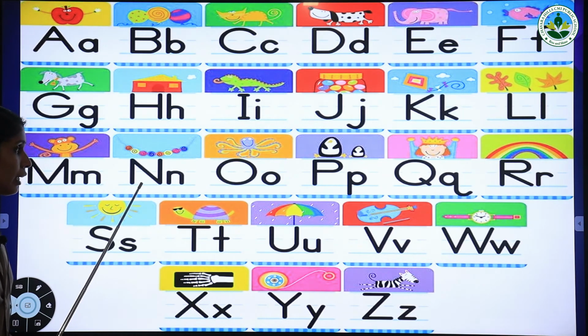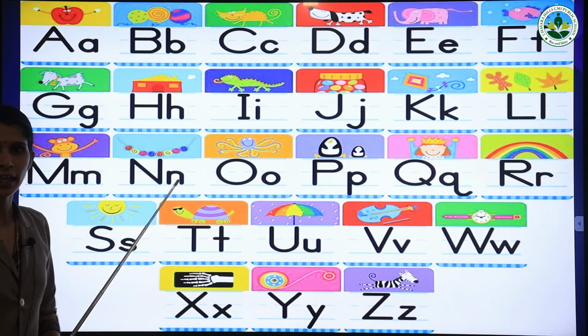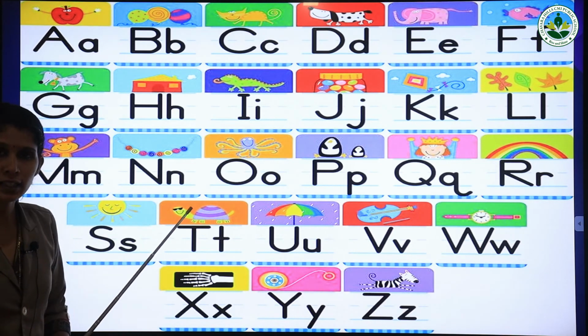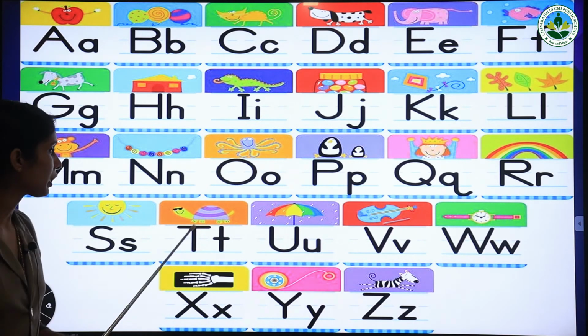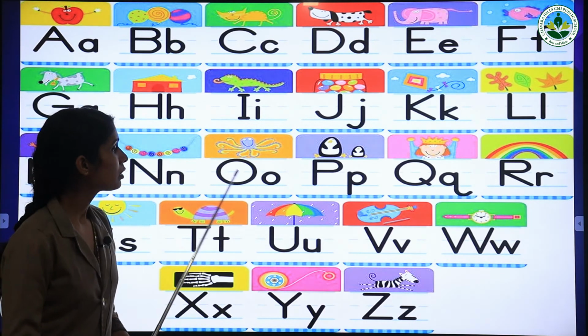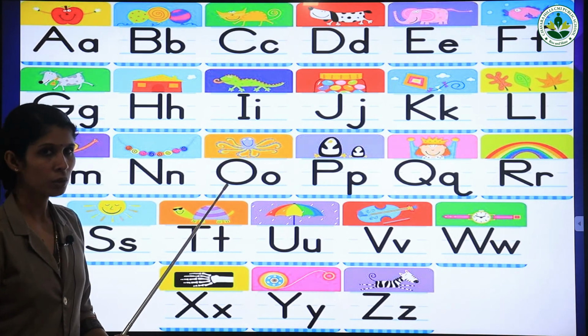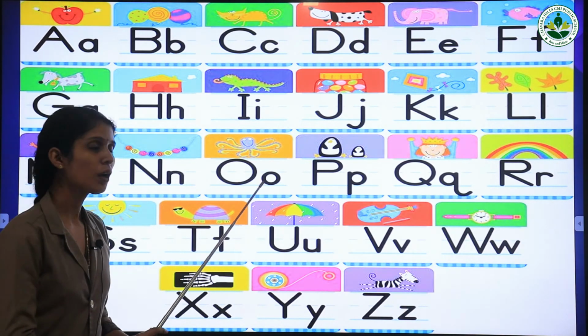Capital letter N and small letter N. The sound of letter N is N. What's the sound of letter N? Very good. And our next letter, capital letter O and small letter O.